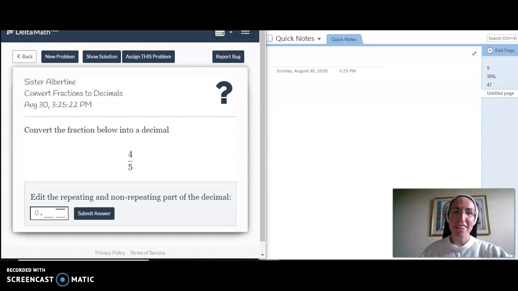Hi ladies, this is for how to convert fractions into decimals. The good news is there's more than one way to do it, so it involves your creativity and great thinking.